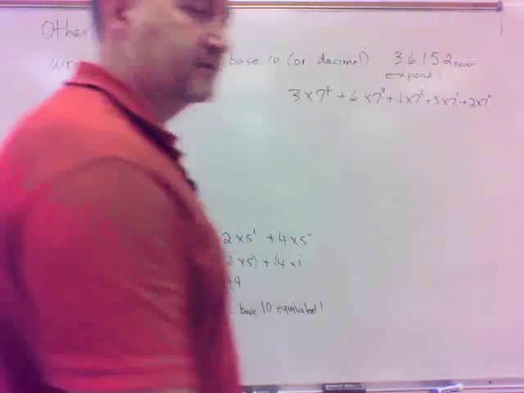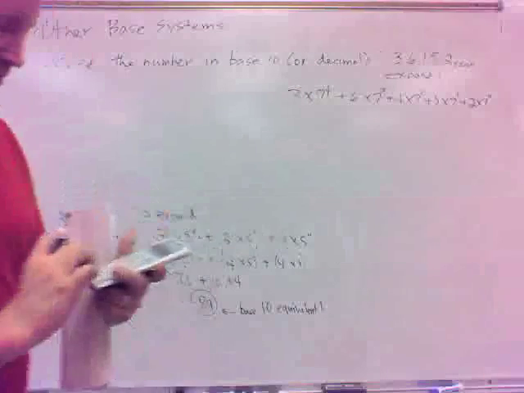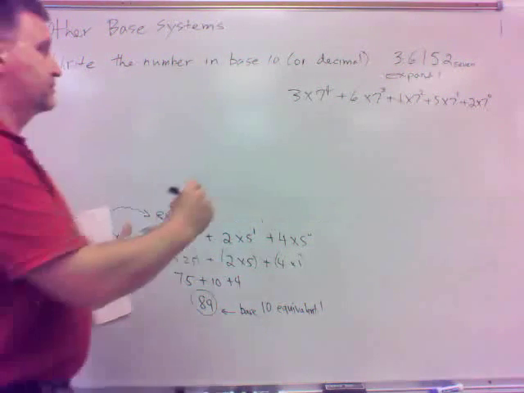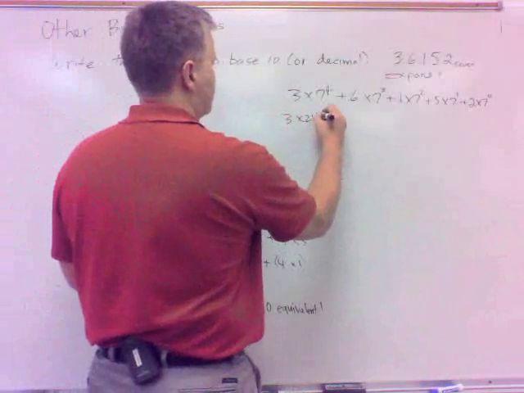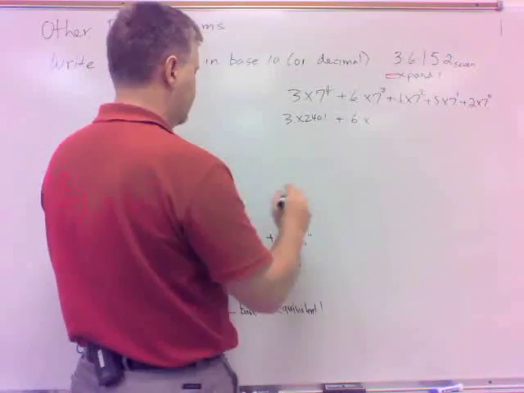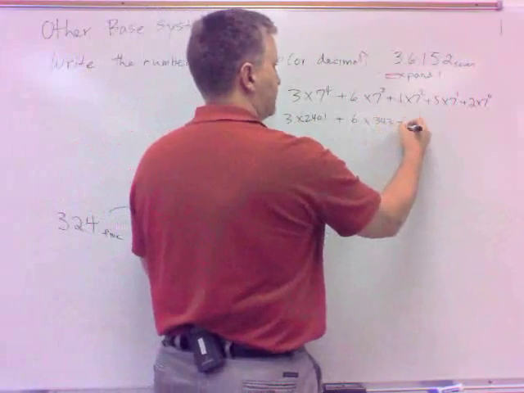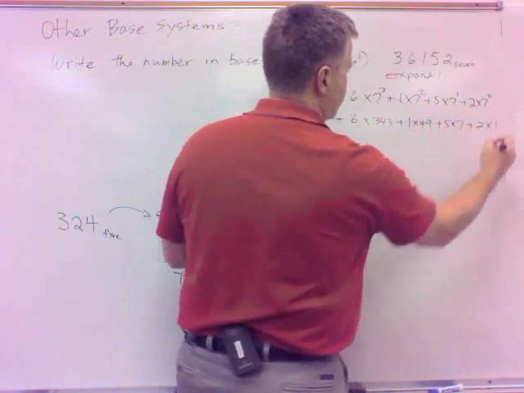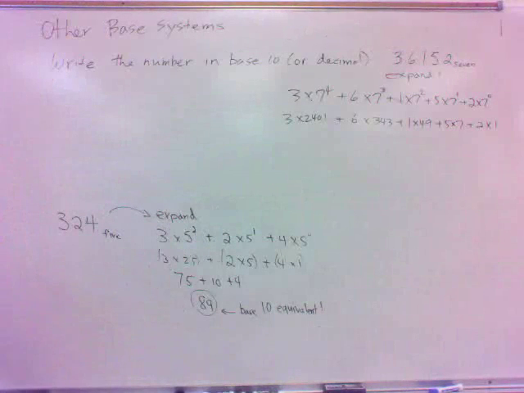Yeah, so then you just do your powers of 7. Probably most of these you're not that familiar with, but 7 to the 4th is 2401, so it's going to be 3 times 2401. 7 to the 3rd is 343, so it's going to be 6 times 343. 1 times 49, 5 times 7, and 2 times 1 it would be. With me there? So just multiply those all together and then add them up.